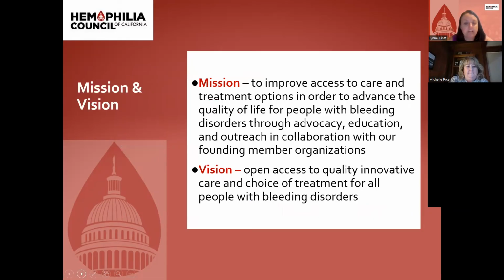So just briefly, I wanted to introduce you to the Hemophilia Council of California if this is the first time you're joining us. Our mission is to improve access to care and treatment options in order to advance the quality of life for people with bleeding disorders through advocacy, education, and outreach in collaboration with our founding member organizations. So really the council focuses on health policy and health care access. We deal with a lot of insurance issues, which is why we're going to discuss that topic this evening.